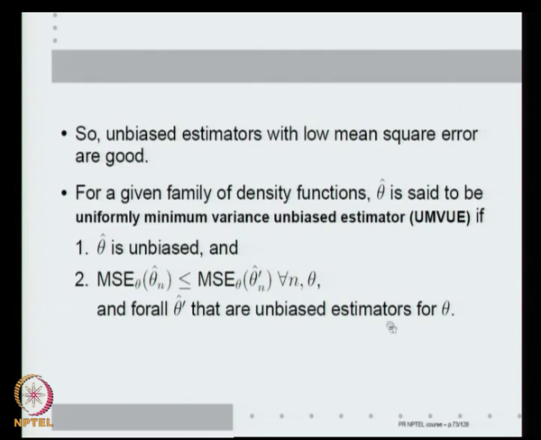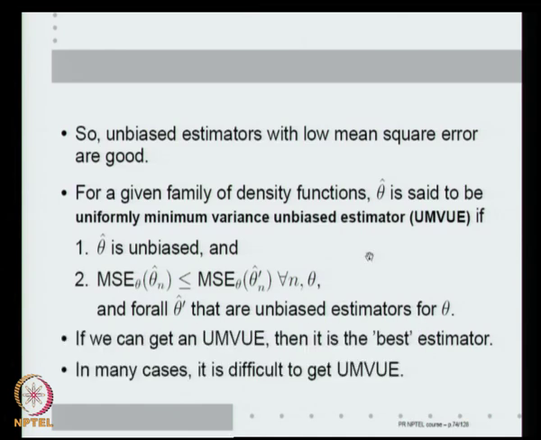Now, this has to hold for every single n, that is what is meant by uniformly minimum variance. We are not saying that it is minimum at some n; for every single n the variance of theta hat n is less than the variance of theta hat prime n. So, for every n and for all theta, if the variance of theta hat is less than that of theta hat prime and theta hat is unbiased, then that theta hat is called the uniformly minimum variance unbiased estimator. As a matter of fact, it is nice if I can get a UMVUE, but in many cases it is difficult to get one, and there may not be many standard procedures for getting it.